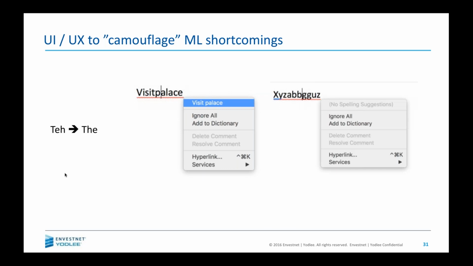Now contrast that with the third case, where you've typed some garbage. It has highlighted it as a mistake, but it is not even confident about any of the possible words it has in the dictionary, so it's not giving you any answer. It's just saying no spelling suggestions, right?